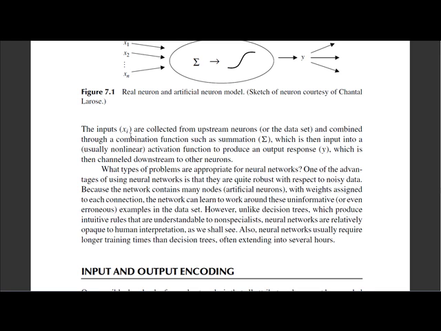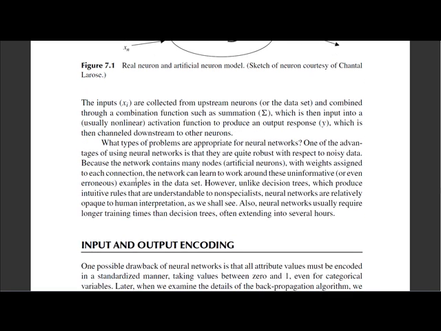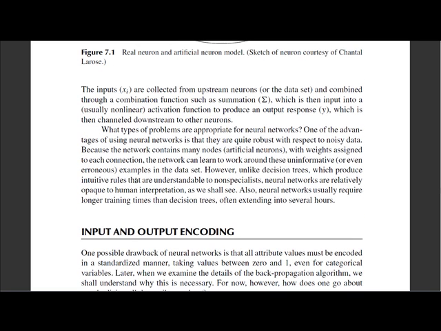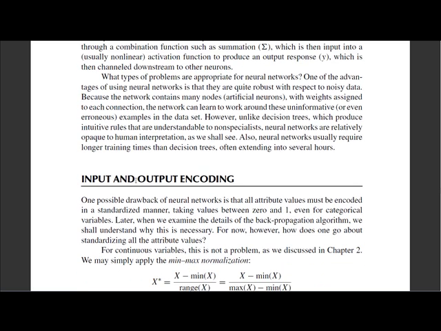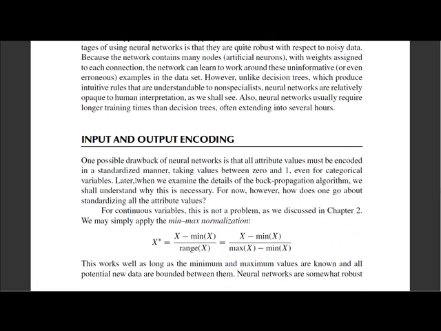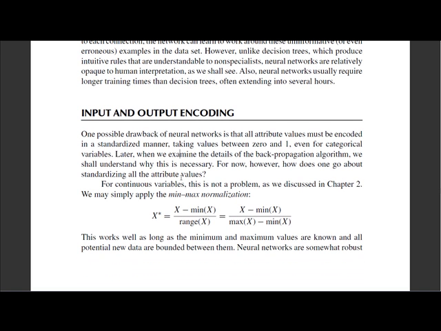However, unlike decision trees, which you should have learned about, or I'll have another video about decision trees, which produce intuitive rules that are understandable to non-specialists, neural networks are relatively opaque. Well, anyway, that just means we don't really know how they work. We just can get the results from them. We can put in an input and get an output, get a prediction, but we don't see the inside of it particularly.